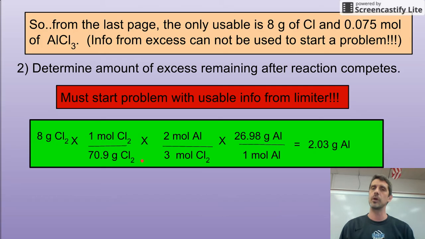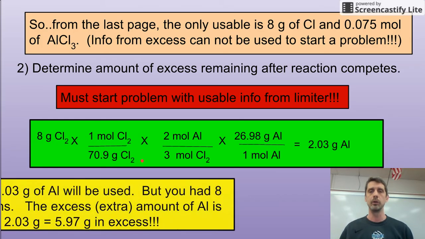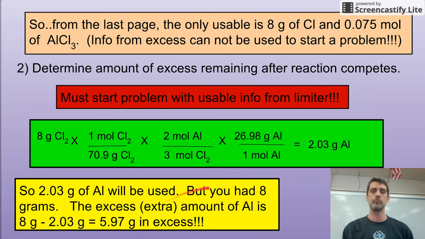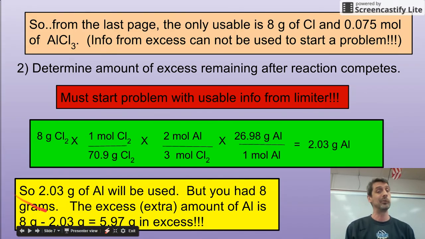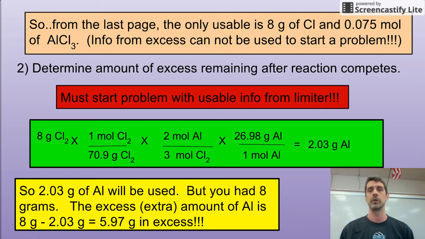If I only have 2 grams of aluminum, then how much extra aluminum is left over? Well, if you remember, we had 8 grams of aluminum to start with. I only need 2.03 grams of aluminum based on the stoich problem. So I'm going to have basically 6 grams in excess, or 6 grams of aluminum still left over in the beaker or test tube wherever I'm doing the experiment.